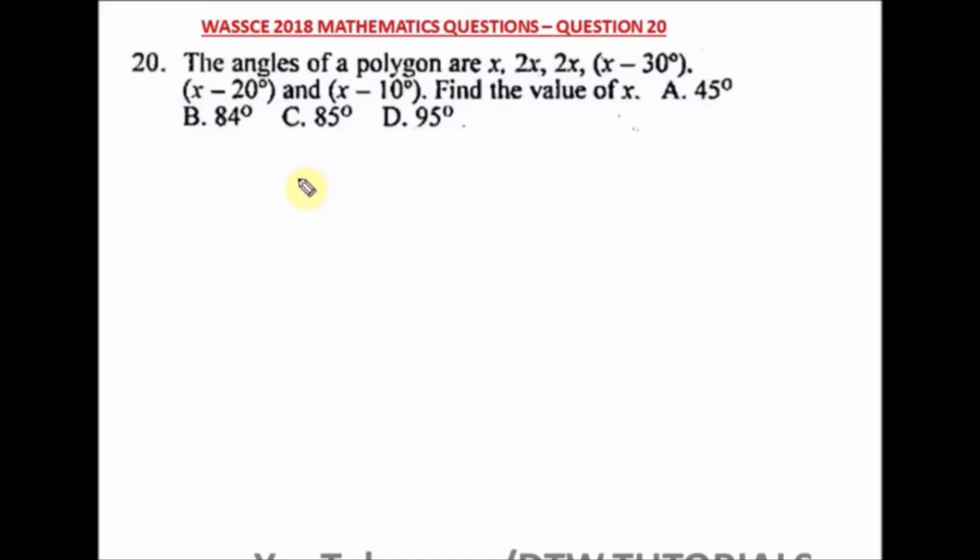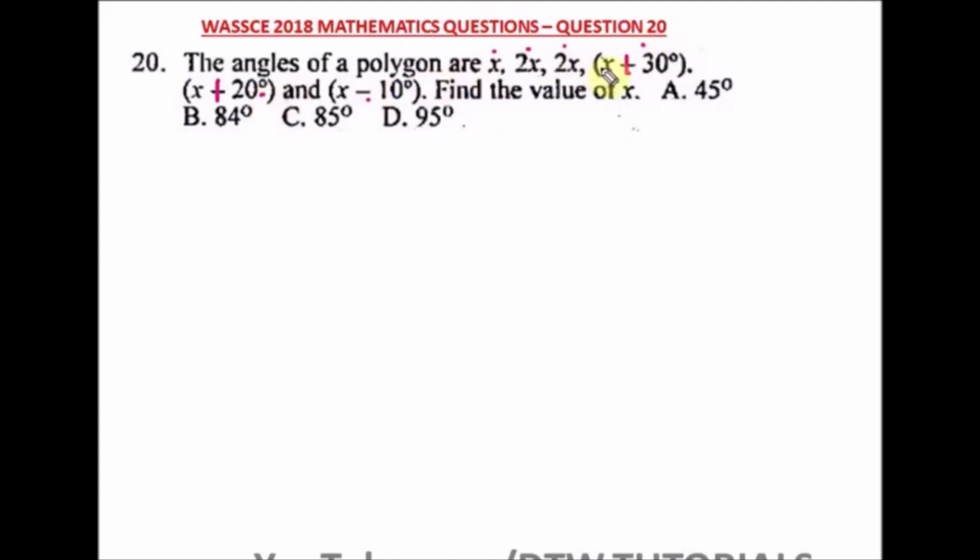Question 20 of the WAEC 2018 Mathematics Past Question says the angles of a polygon are x, 2x, another 2x, and so on. There is a typo on this question: this is supposed to be a plus, and this is supposed to be a plus. This will remain negative. So we have these angles here, and it says find the value of x. These are the angles of a polygon. Let's find out how many sides this polygon has. We have 1, 2, 3, 4, 5, 6. So this is a hexagon.